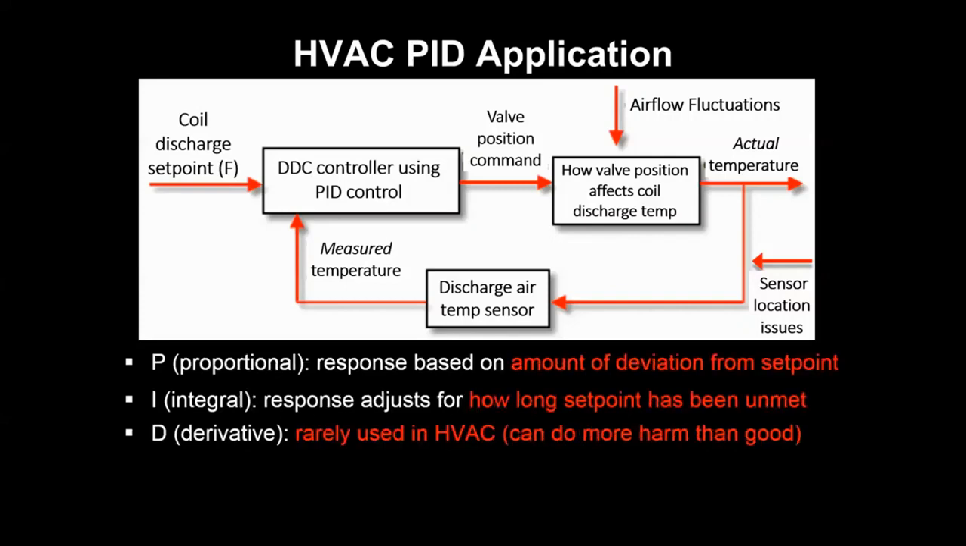So again, for this HVAC coil application, the proportional component, the way it's tuned, is going to compare how much you're deviating from set point at a specific moment. The integral portion is going to care about how long you haven't been able to make your set point and adjust accordingly. And the derivative portion is something that we really don't even want to mess with because it's not worth it here, and it could overcomplicate or possibly cause some instability in our control loop.